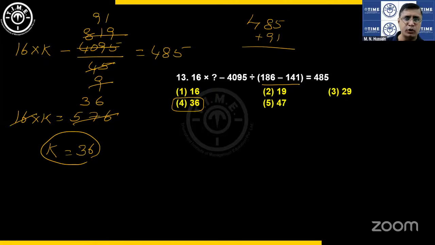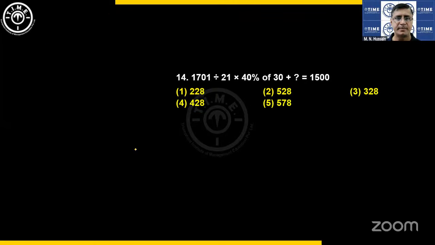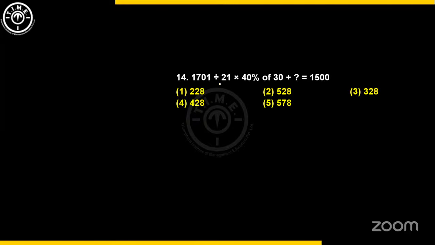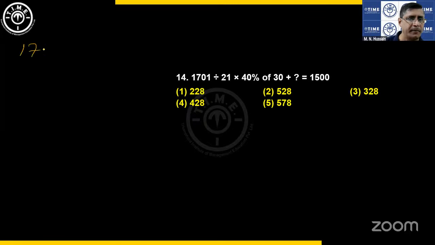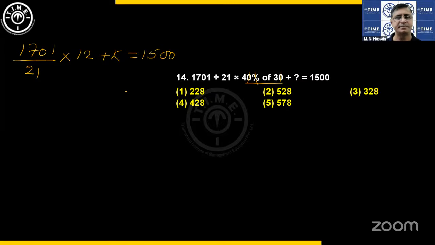Now moving to the next example, question number 14. 1701 divided by 21 into 40% of 30 plus question mark. 40% of 30 means the percentage and 0 get cancelled. 4 into 3, that is 12. Plus question mark. I am assuming the question mark as k, which is equal to 1500.